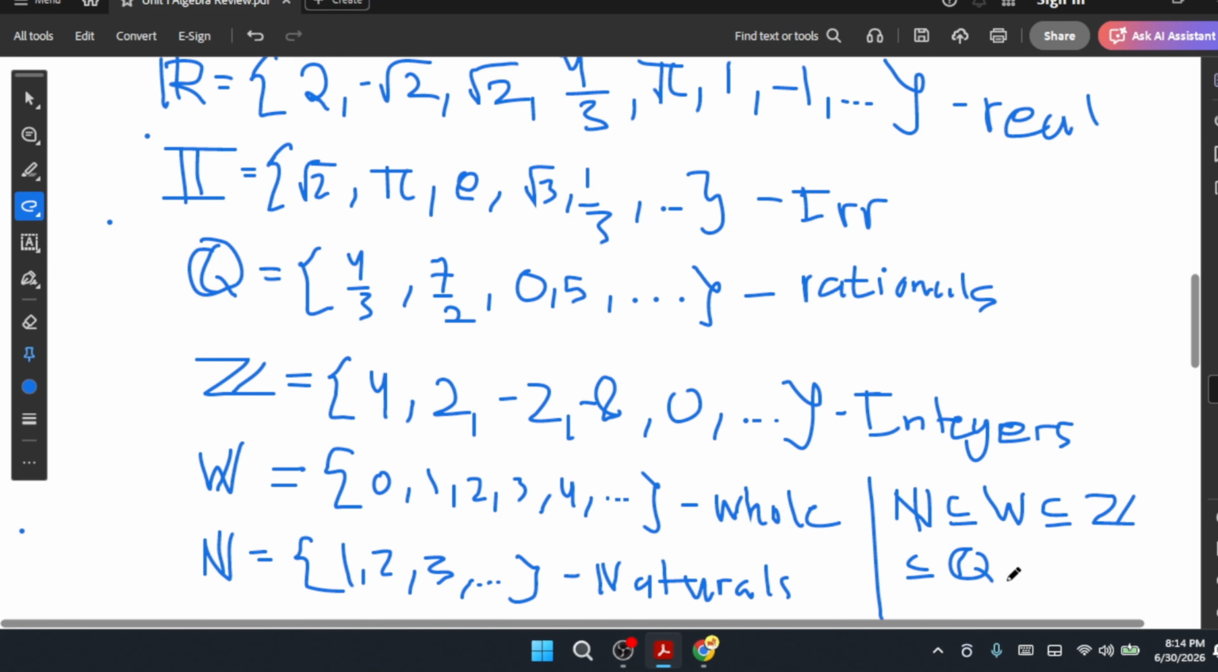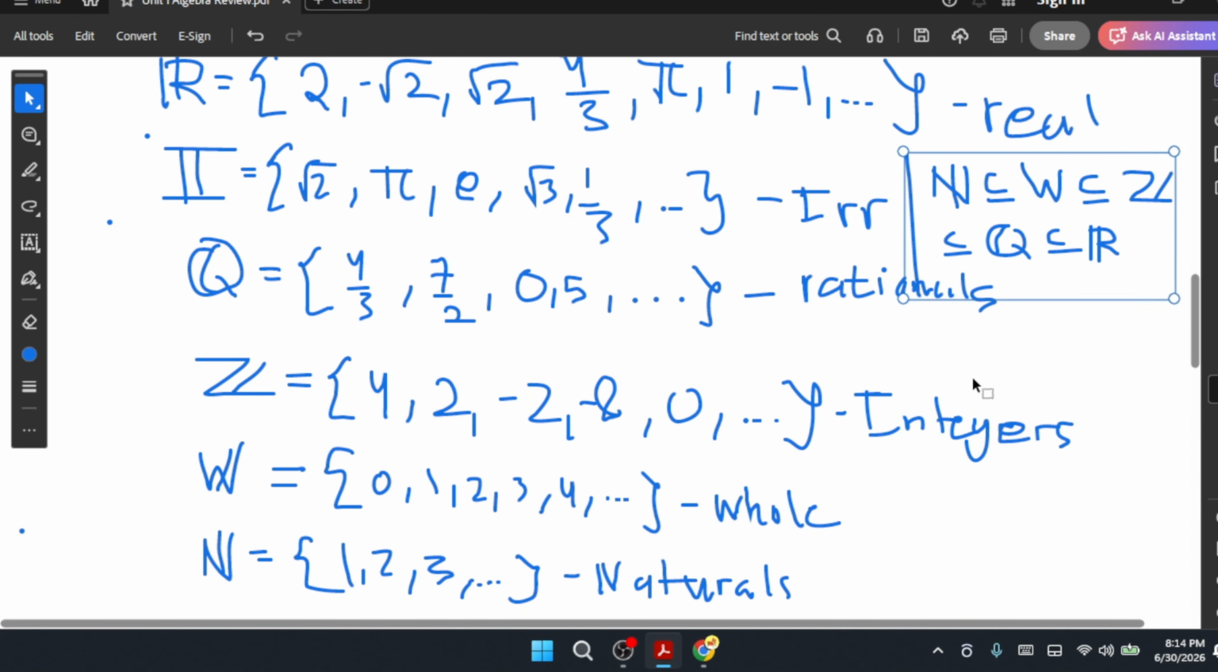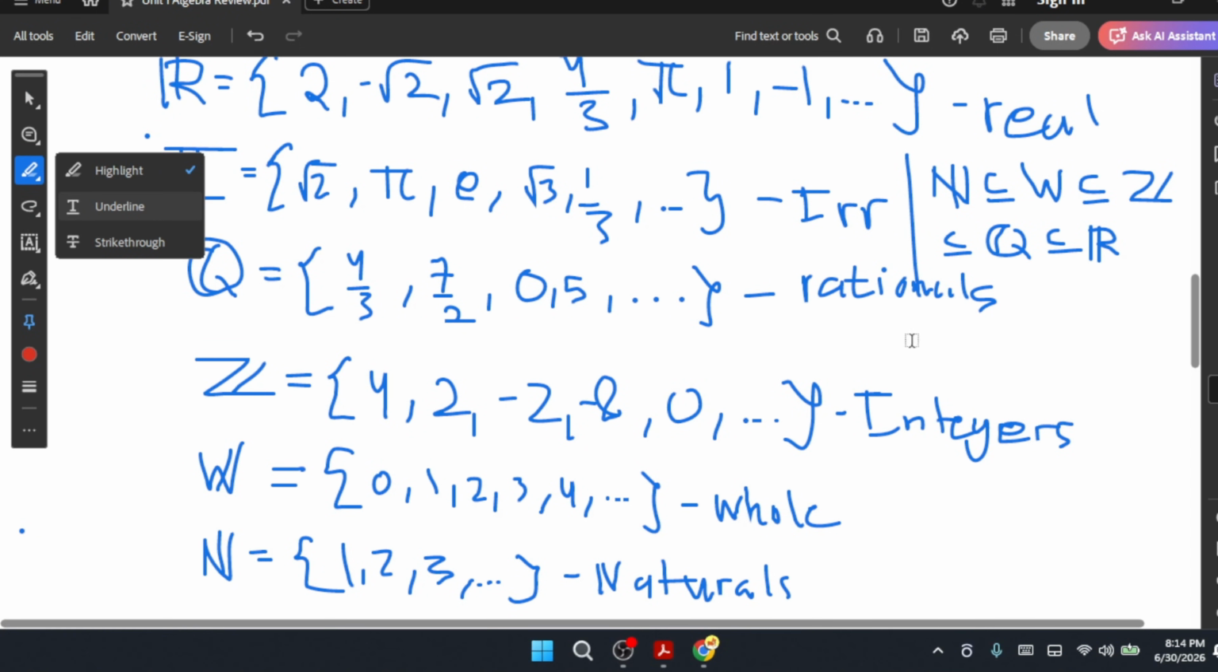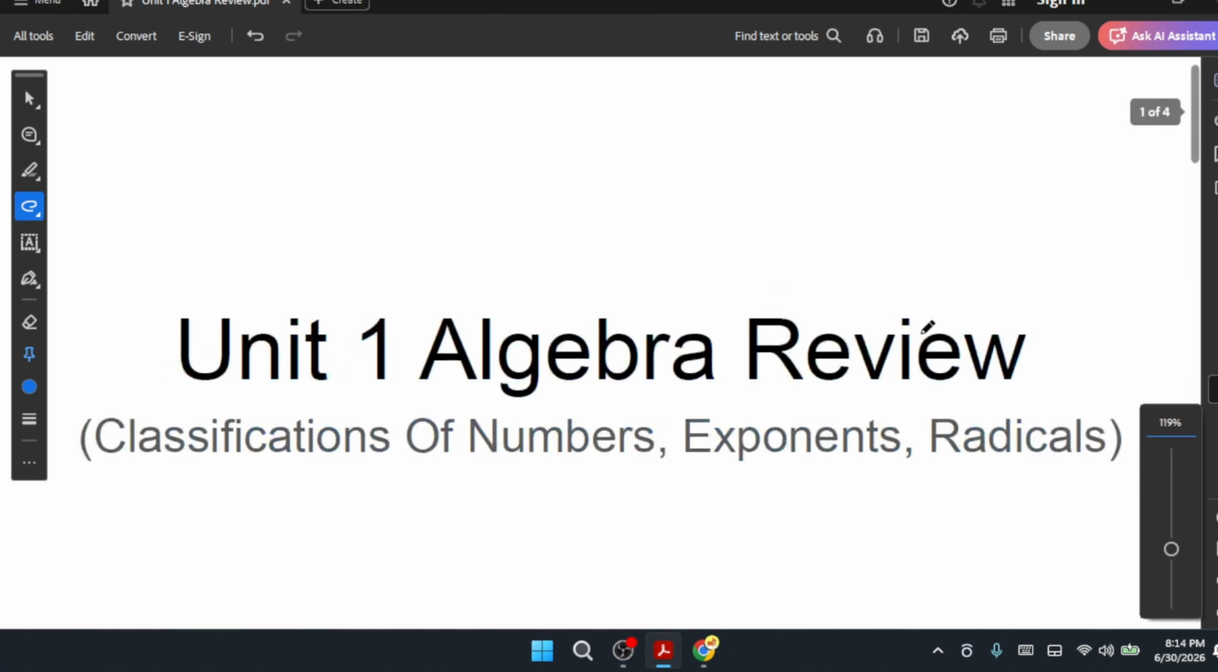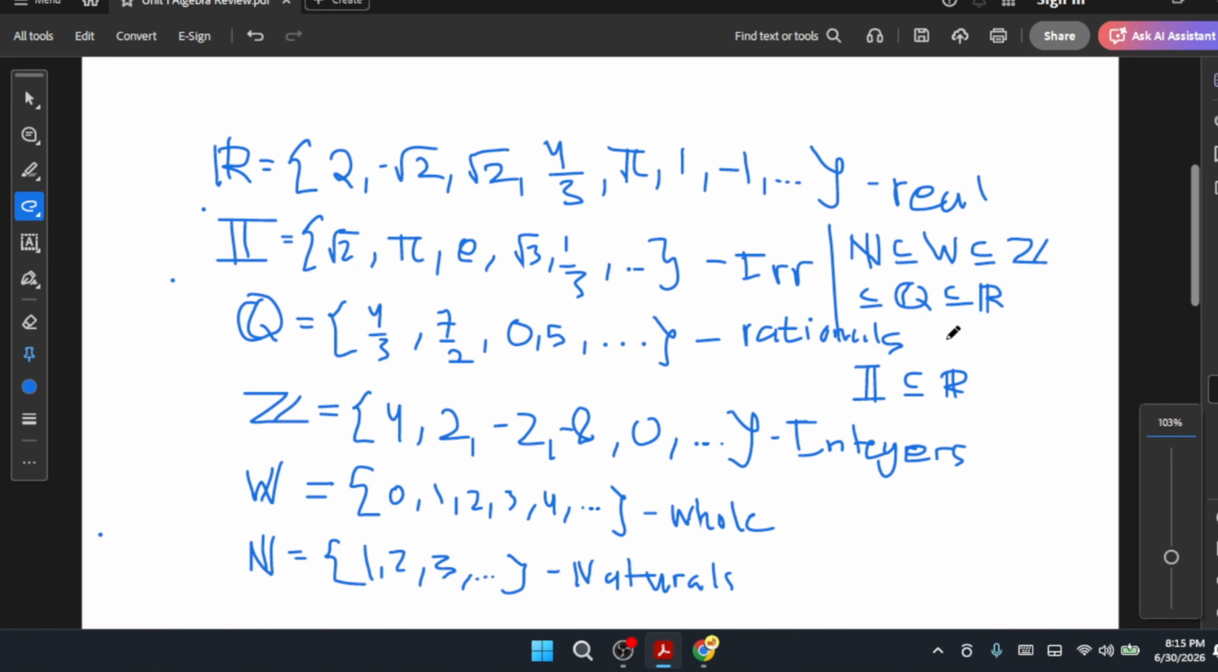And then the rationals are a subset of the reals. And notice that the rationals are not a subset of the irrationals. So the irrationals, I, is itself a subset of R. So that's the classification of numbers. Now we're going to go to exponents.